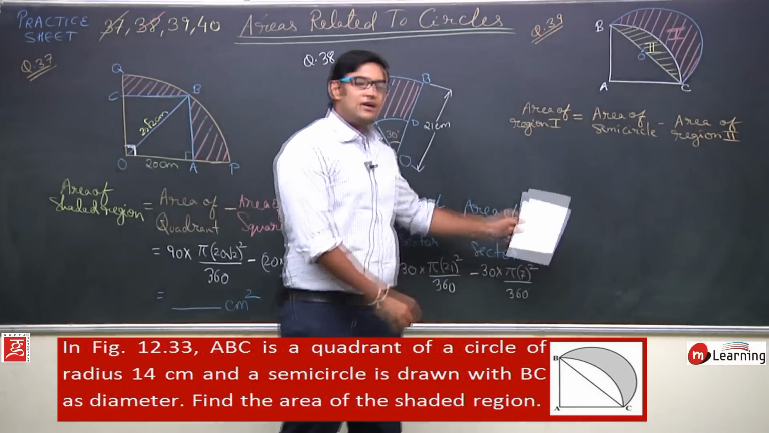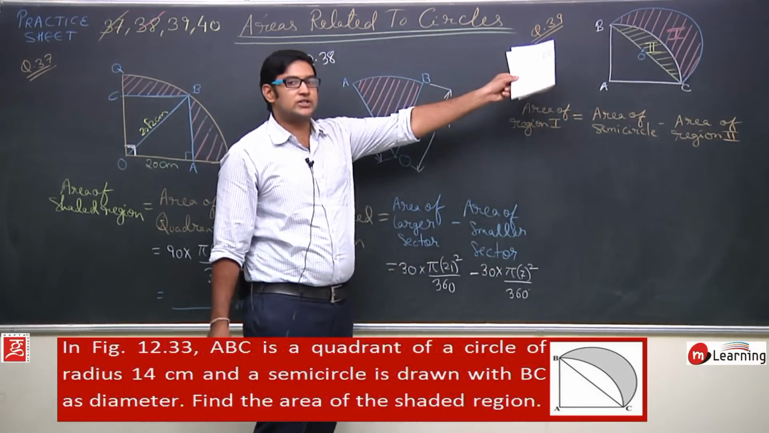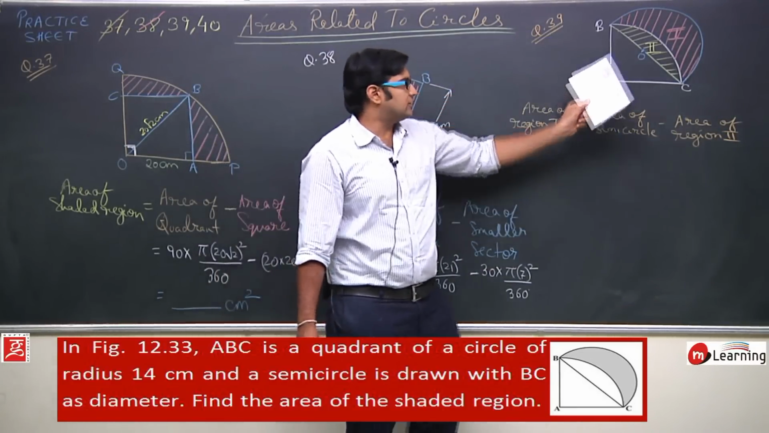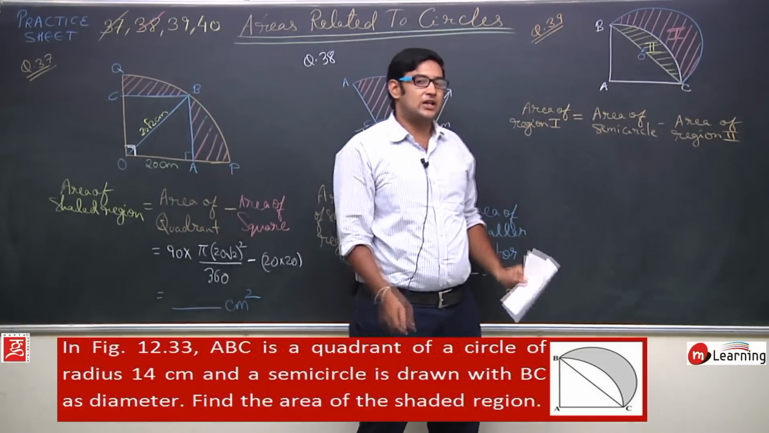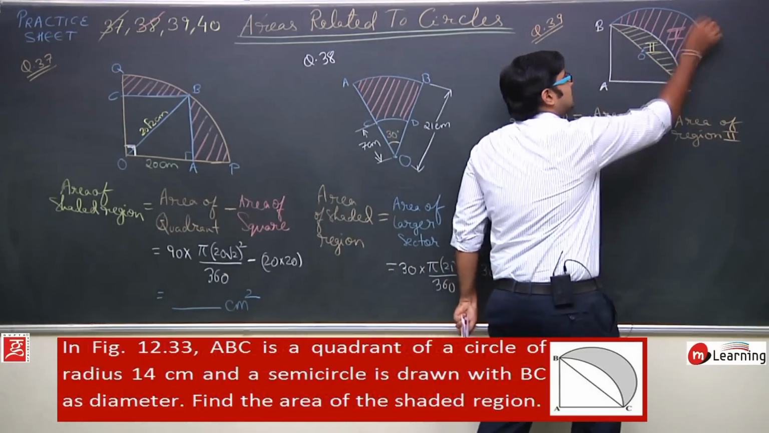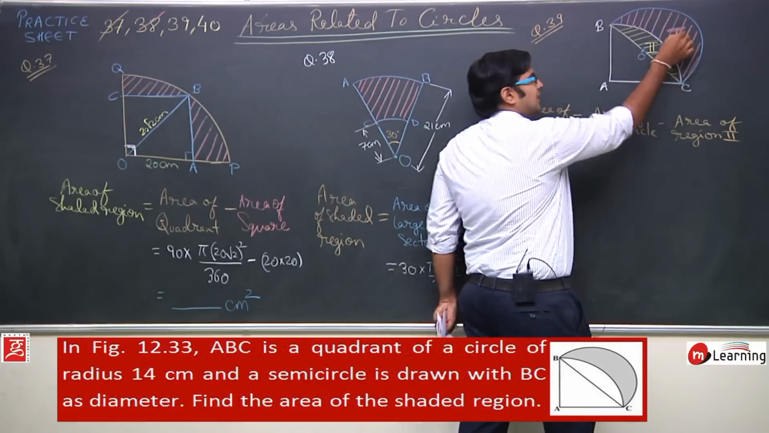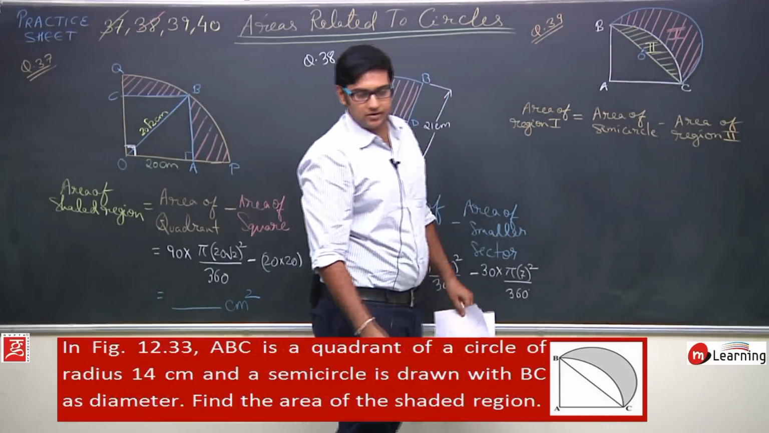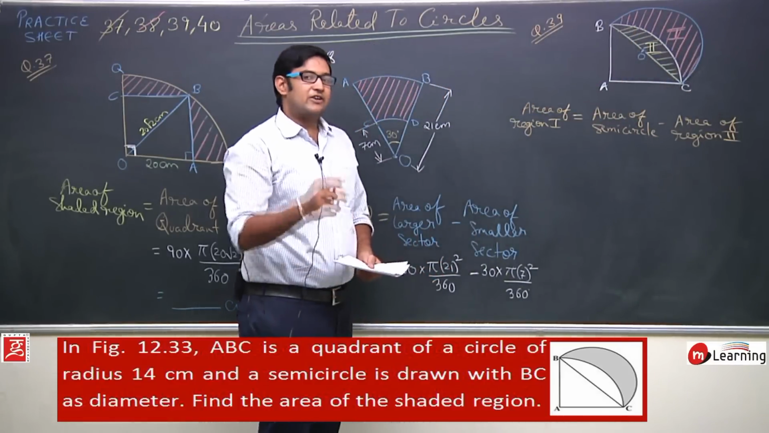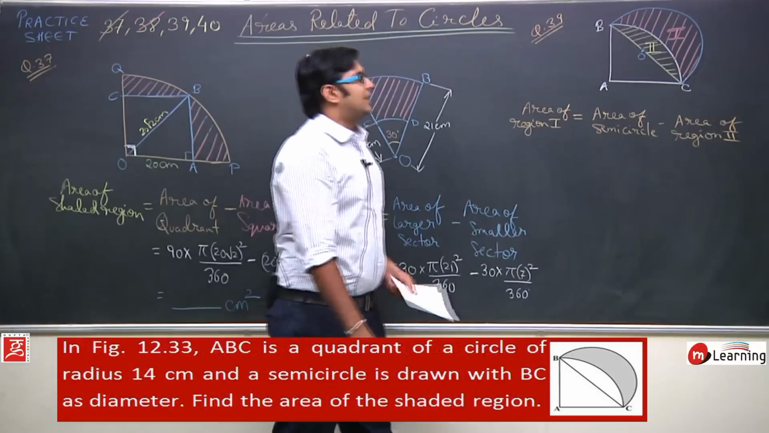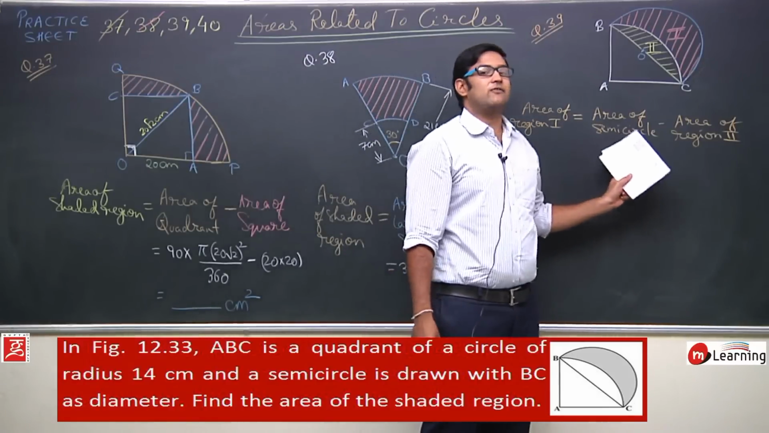Why have I written that the area of the shaded portion is equal to the area of region 1, which is equal to the area of the semicircle? Because this is the complete semicircle, and if I remove this region 2 from this semicircle, I will be left with region 1. Now our task is to determine the area of the semicircle first.